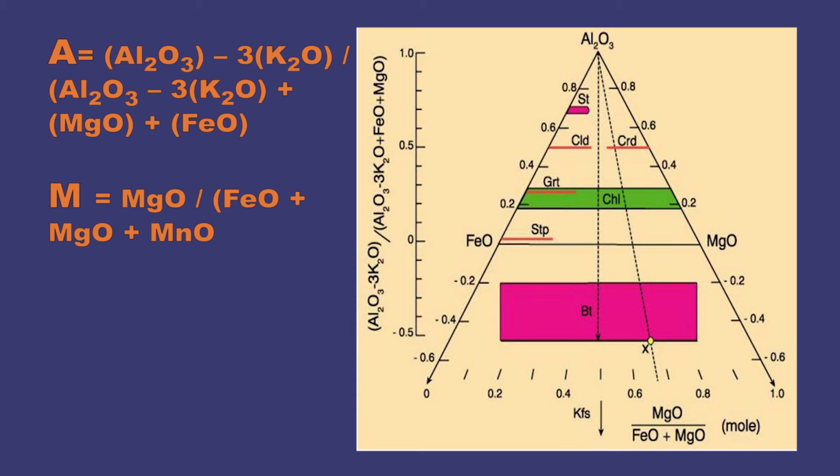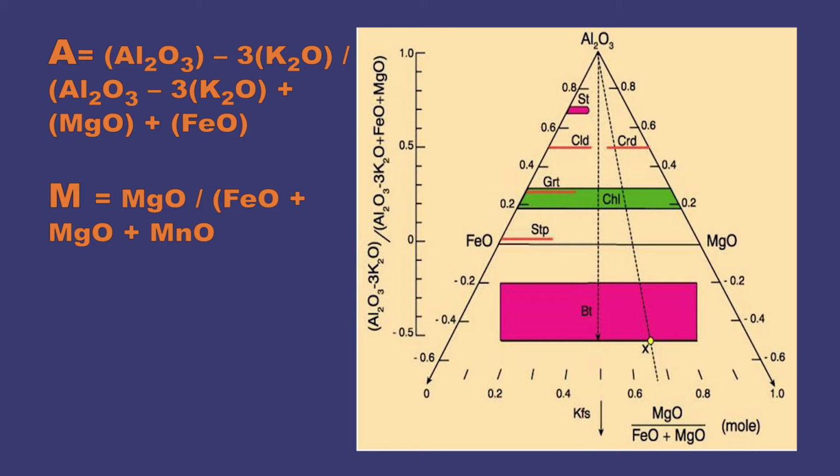The geometric projection of the point inside the tetrahedron on the AFM plane is carried out in actual practice by means of calculation. First of all, the weight percent of oxides are converted to molecular proportions. A and M, which serve as coordinates, are calculated as follows: A equal to Al2O3 minus 3K2O divided by Al2O3 minus 3K2O plus MgO plus FeO. M equal to MgO divided by MgO plus FeO plus MnO.